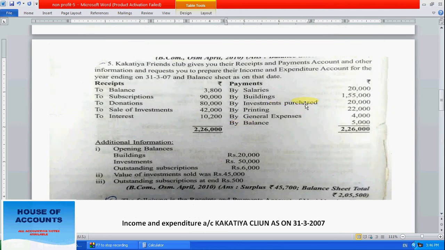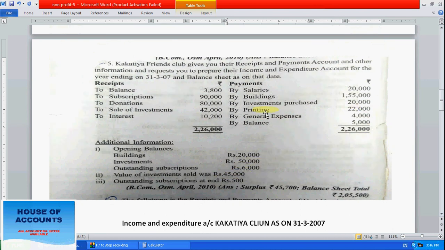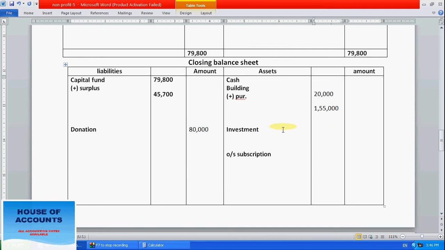Okay, investment purchase. See, opening investment how much? 50,000. So purchase investment is 20,000. Opening is 50, purchase is 20, sale is 40, and value of sale 45,000. So the remaining amount we have to write. So opening is 50 and purchase investment is 20. So right here in the investment column, take these amounts.